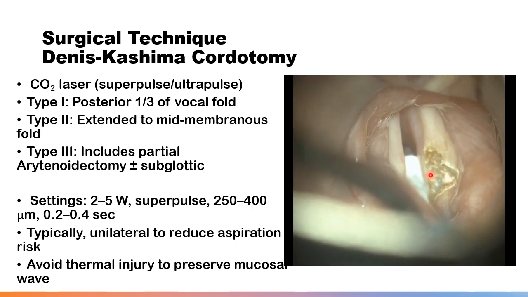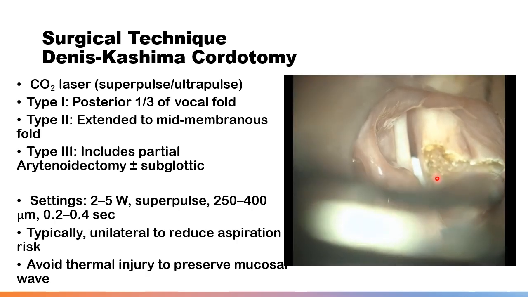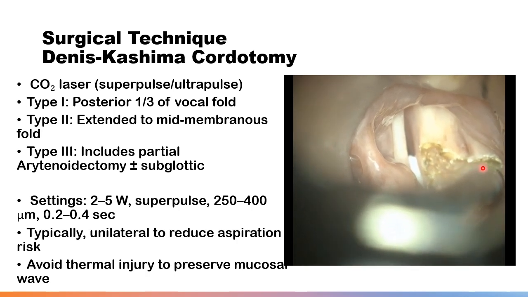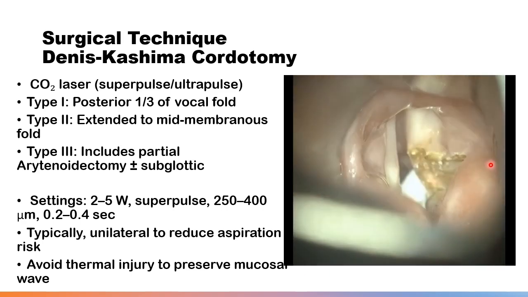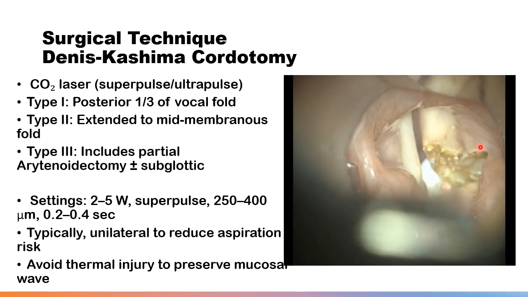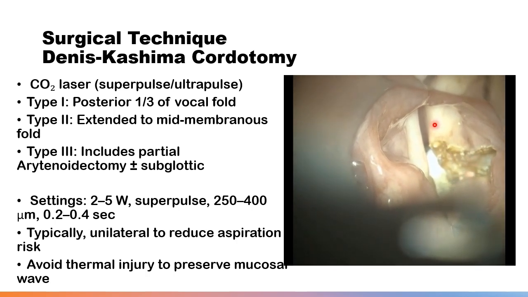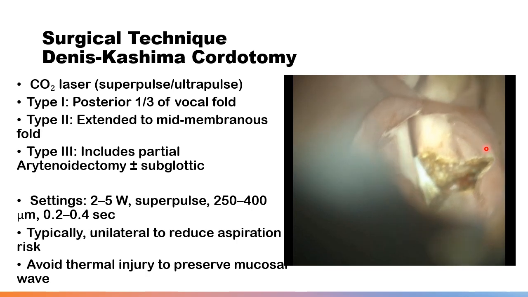It would stop at this level in type 1 together with the vocal process of the arytenoid, but here you can see it extended all the way up to the inner perichondrium, and then you also extended vertically a little bit like an L-shaped incision, and this is going to cause curling of the fibers of the thyroarytenoid muscle, forming the bulk of the vocal fold, and this will clear the airway.